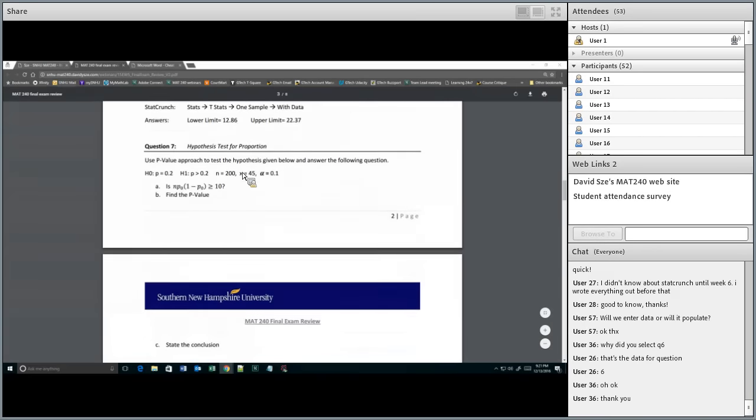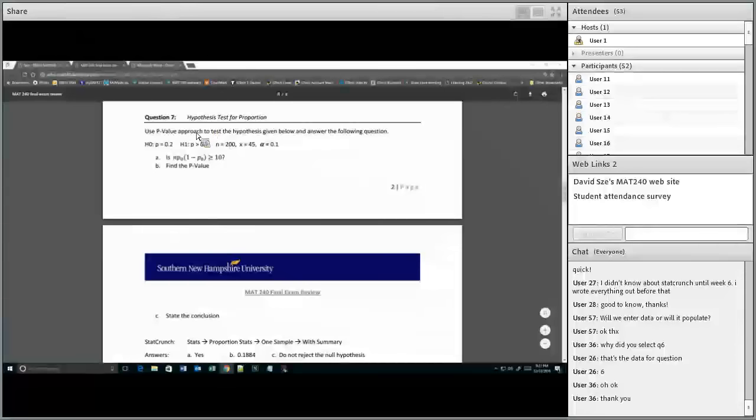All right. Now we go to the hypothesis test for a proportion. We have to use the p-value approach to do this hypothesis test. This was in week 4 and week 5. The null hypothesis says that the proportion is 20% or 0.2. The alternative says that it is greater than 0.2. Here is the sample data. We sampled 200 items, and 45 of them are of interest to us. So 45 out of 200, and we have to carry out this hypothesis test.